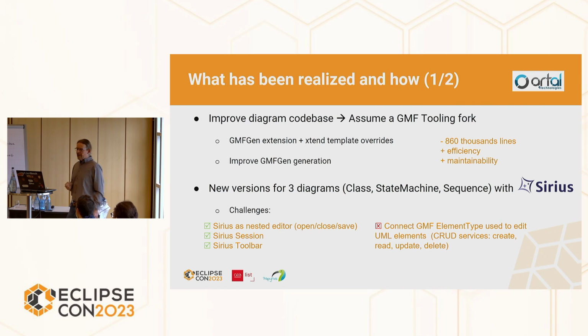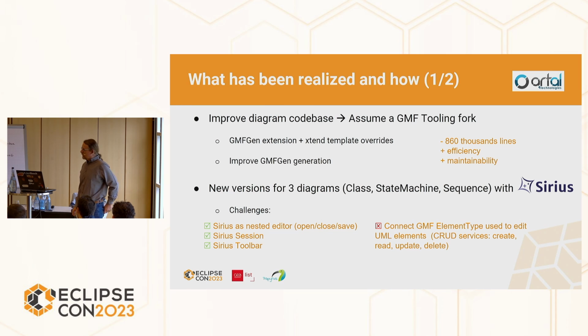So the first point was to assume a fork of GMF tooling, merging our overriding templates and the historical GMF templates. And we also improved the generation itself to remove useless overriding methods in the Java generated classes. So with this first work, we removed something like 816,000 lines of code for Papyrus diagrams. We gain efficiency and maintainability of the existing diagrams.